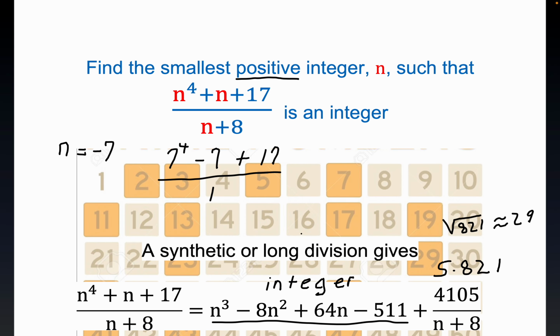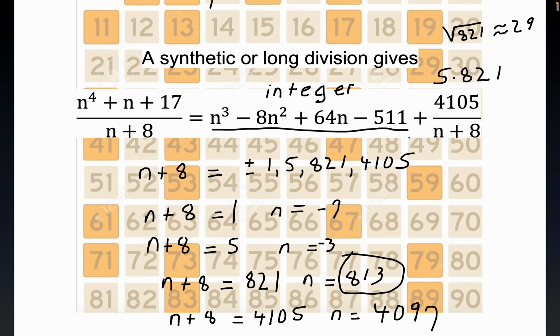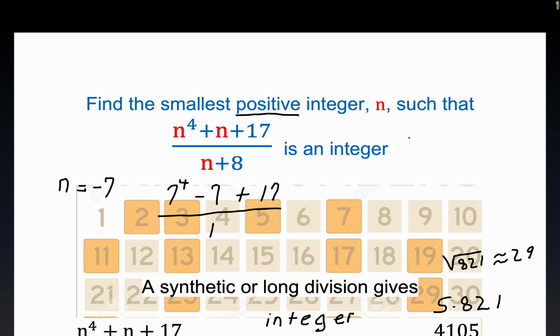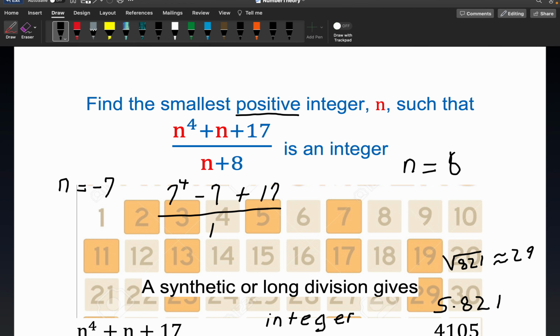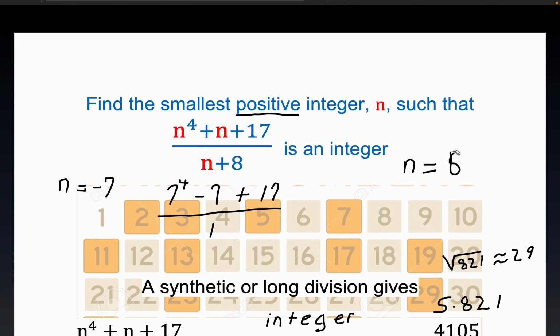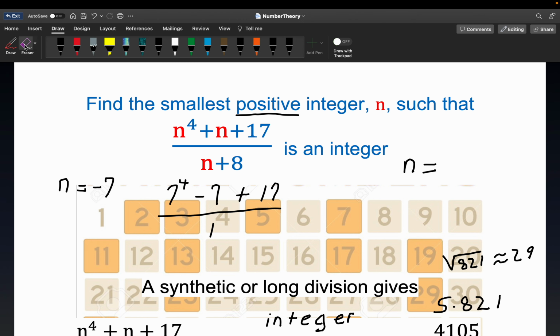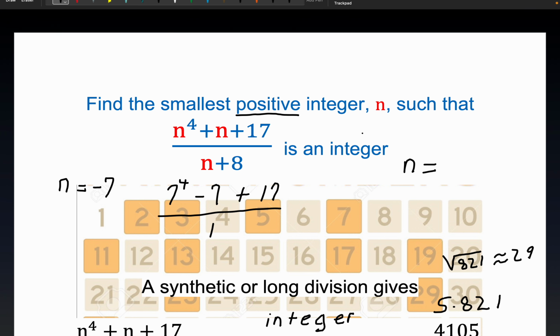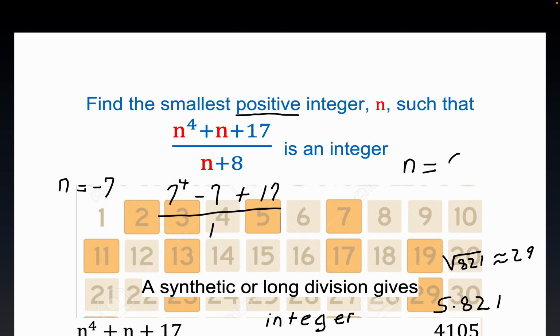Find the smallest positive integer. What do we get? We got 813. So let me write that down. N equals 813.